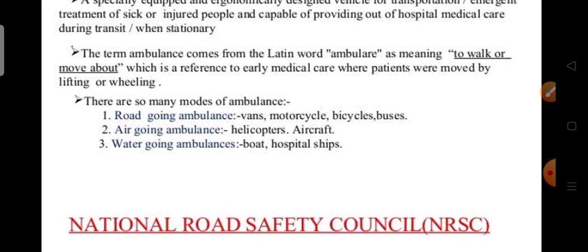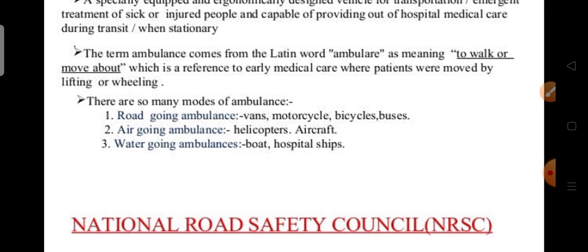The term ambulance comes from the Latin word ambulare, meaning to walk or move about, in reference to early medical care where patients were moved by lifting or wheeling. There are many modes of ambulance: road going, air going, water going. Vans, motorcycles, bicycles, buses, helicopters, aircraft, boats, and hospital.